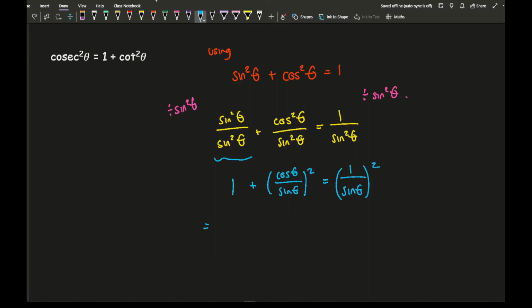And then simplifying that, we have 1 plus, so cos over sine is cot, that's cot squared theta, equals 1 over sine, which is cosec, and that's being squared, and there is our third identity.